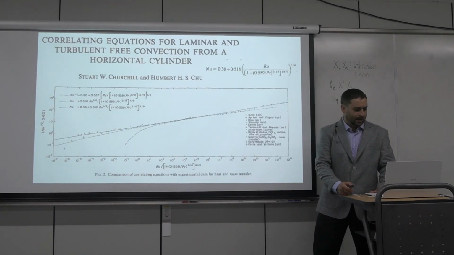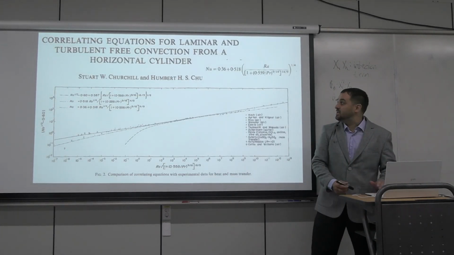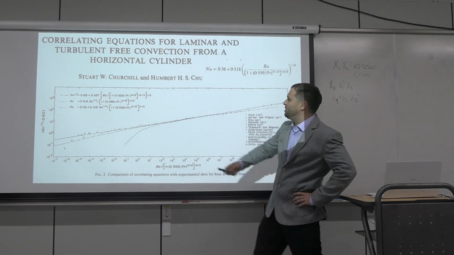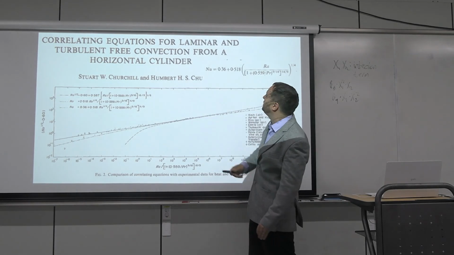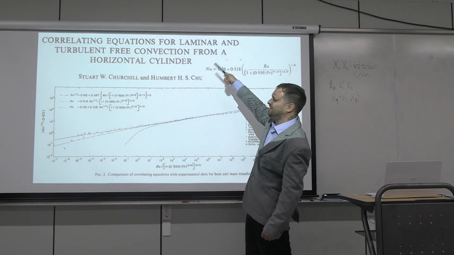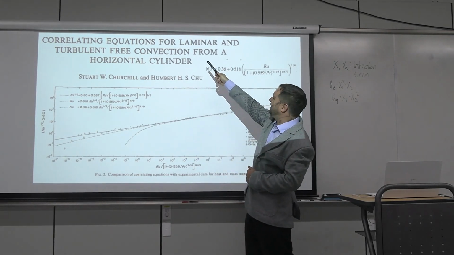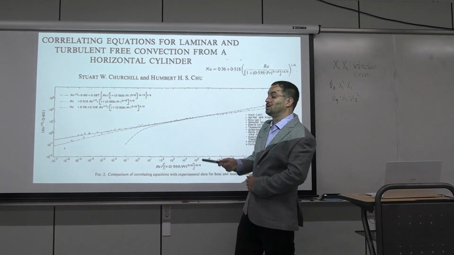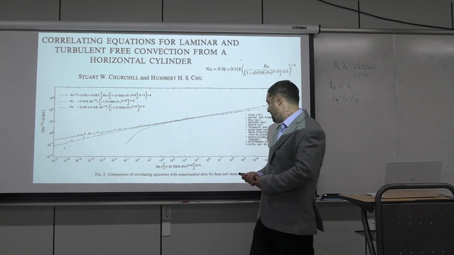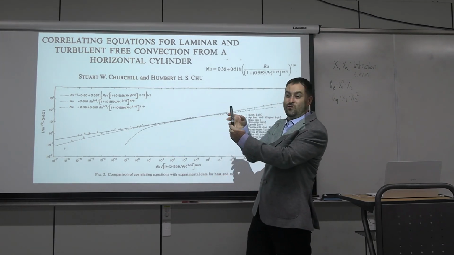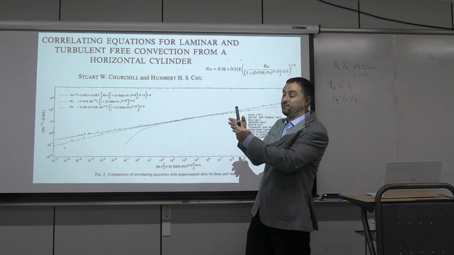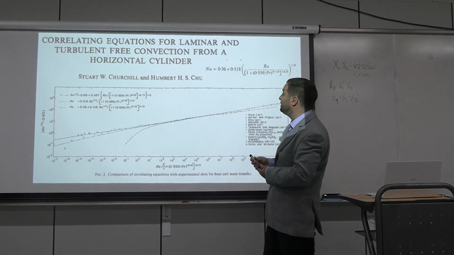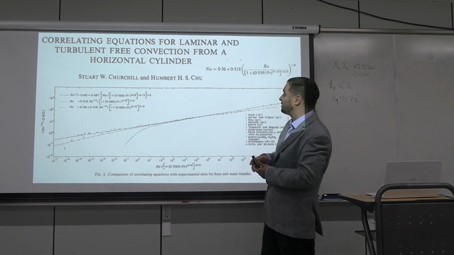So here's an example of a heat transfer correlation. This is a kind of a common one. It's called the Churchill and Chu correlation. I think this is from 1978, correlating equations for laminar and turbulent free convection from a horizontal cylinder. So here's a cylinder, they did laminar and turbulent free convection flow over cylinders and measured the heat for different heat transfer conditions, and they developed correlations.